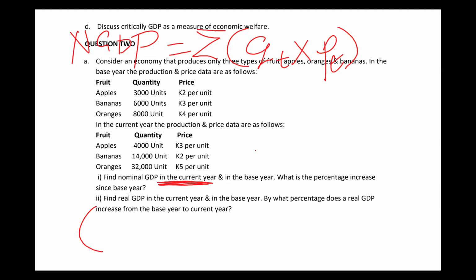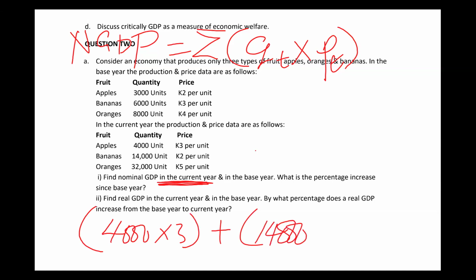So we can start with apples. So you shall have 4,000 multiplied by 3, yeah? Plus you go to bananas, 14,000 to be multiplied by what? By 2, plus the other one is 32,000 to be multiplied by 5, okay? You can do all that computation to get the nominal GDP in the current year. What is the nominal GDP? Let's do this quickly. We're able to do this faster so that we don't waste much time. What do you find? Reserve these figures, we need them.